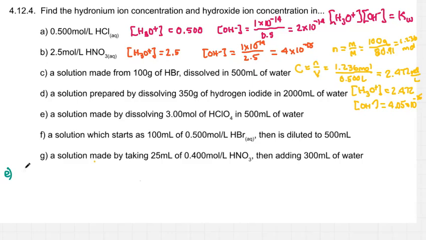Sorry for the cramped real estate. My fault, I laid out this page. A solution made by dissolving 3 moles of perchloric acid. Again, top 6 acids, so at least that part isn't too bad.